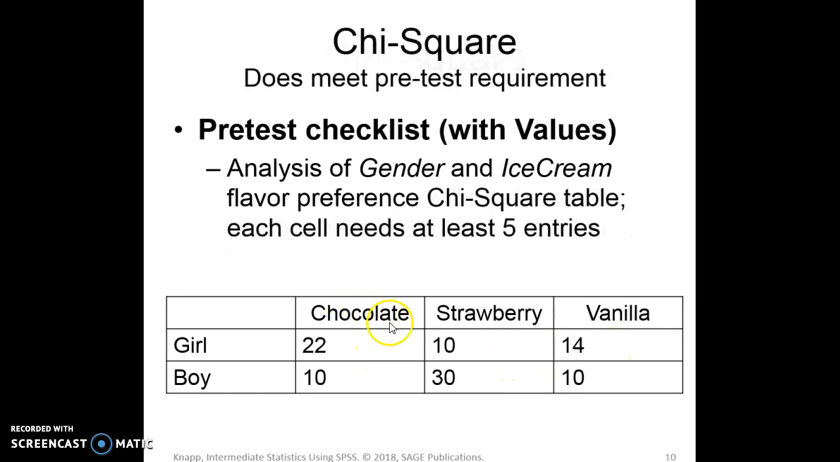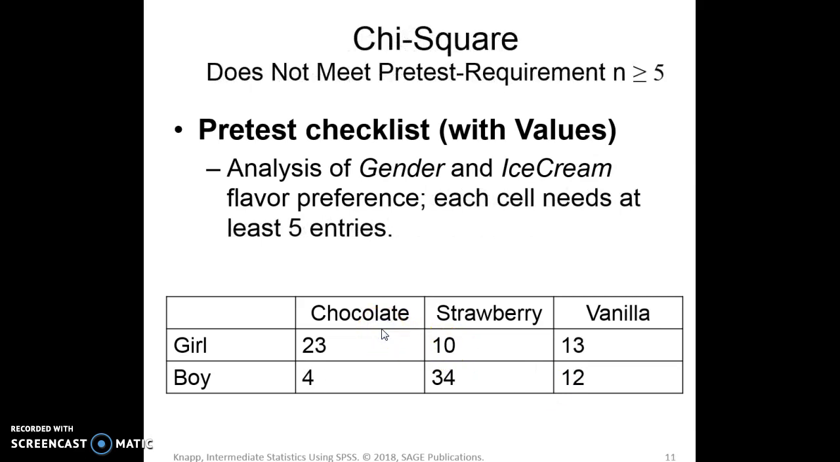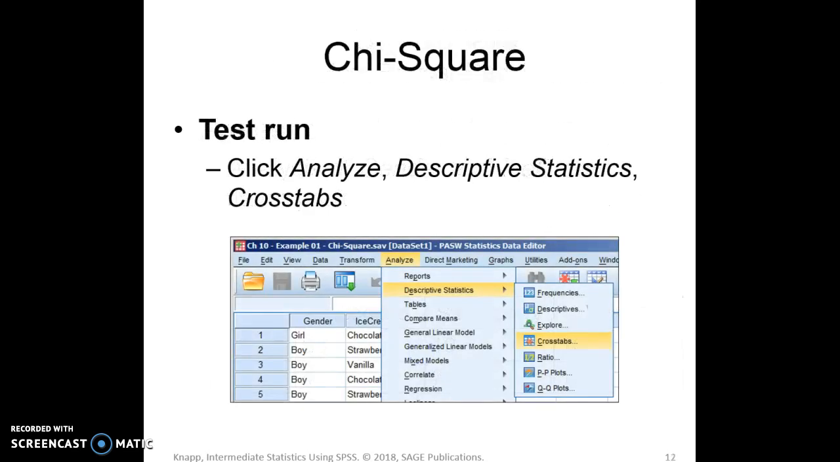Here's the data that we got back from that survey: 22, 10, and 14, 10, 30, and 10. Well, it looks like we have 5 in each cell, so it looks like we're ready to go with this chi-square business. Here's an example of one that looks like it has only 4 in one of the cells. What do you do when you don't meet the pretest checklist? Well, we've got a fix for that. Let's go on through this and we'll talk about the fix as we come to it.